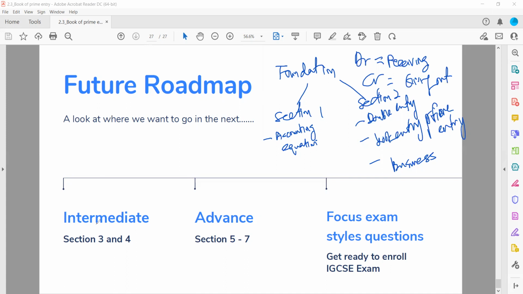Next, if you continue, you will go to section 3 and section 4. After that, advance to section 5 and section 7. Last, once you finish all the levels, you should be able to get yourself ready for the exam. Okay.